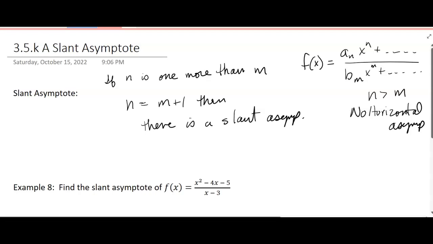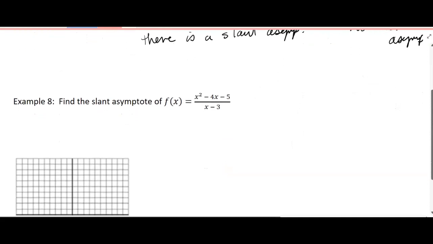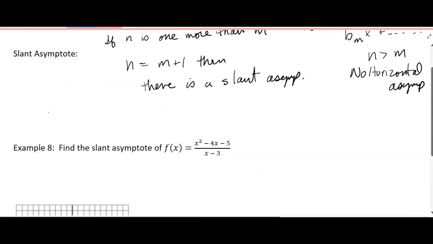Okay, and so they don't really do a lot with this. It comes up, but we're not going to do a lot of examples or anything. It says find the slant asymptote. To find it, you divide. You divide this division here for your rational function.